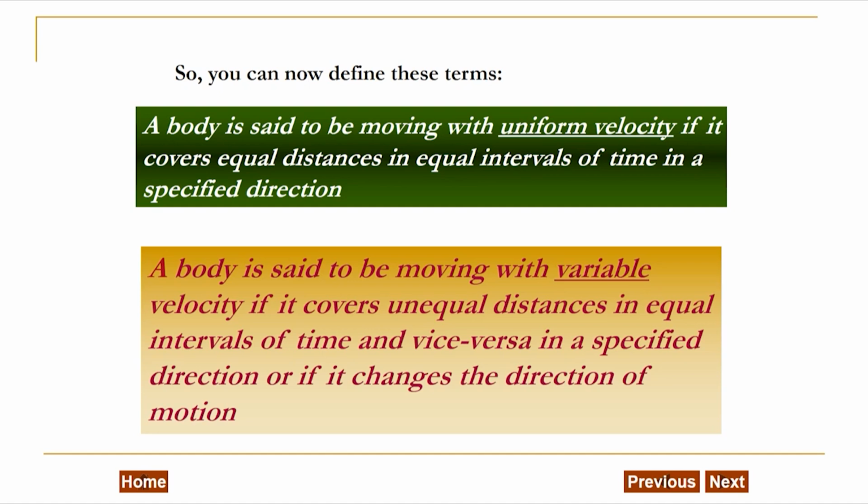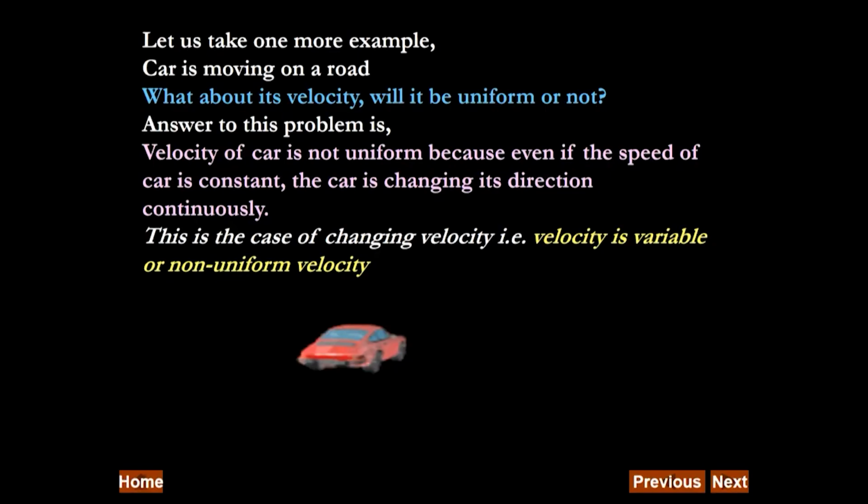A body is said to be moving with uniform velocity if it covers equal distances in equal intervals of time in a specified direction. A body is said to be moving with variable velocity if it covers unequal distances in equal intervals of time and vice versa in a specified direction, or if it changes the direction of the motion. Now next slide. Let us take an example.